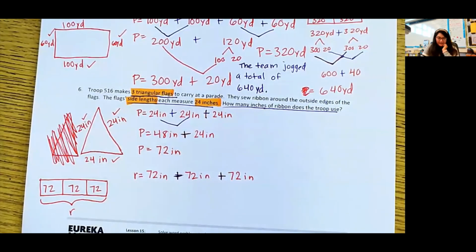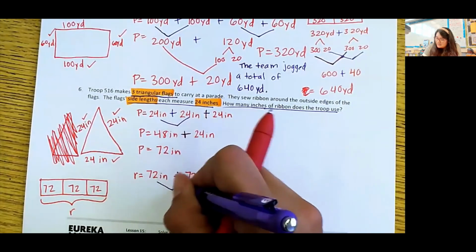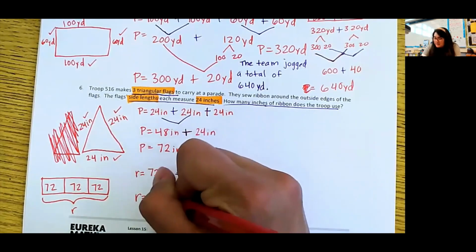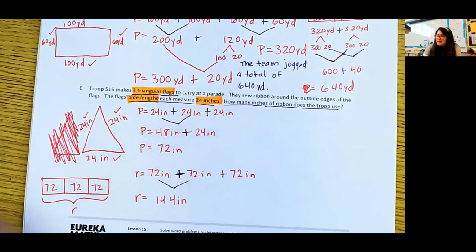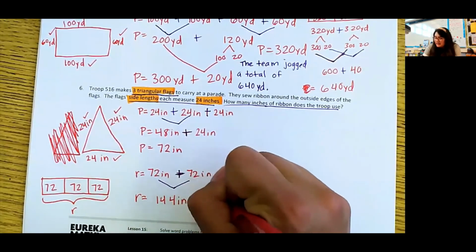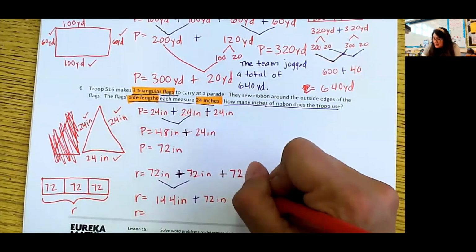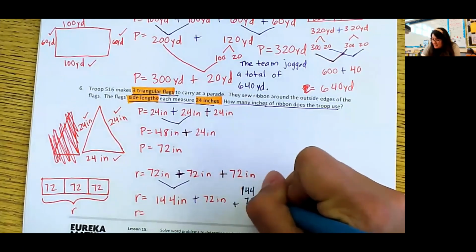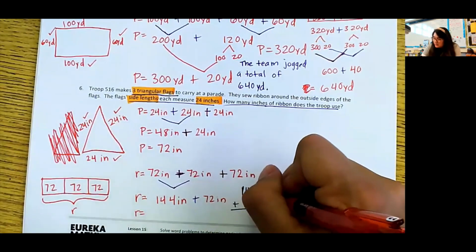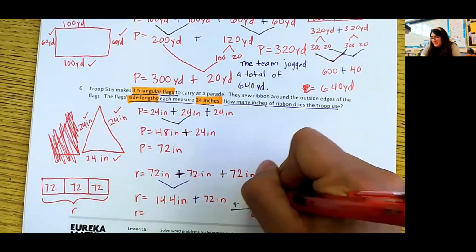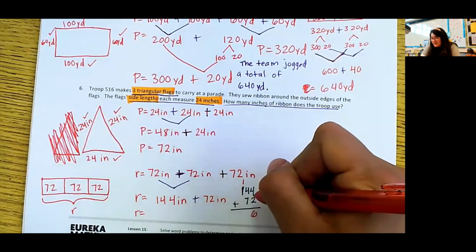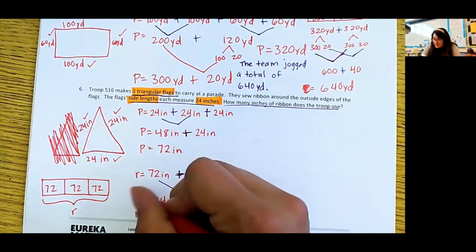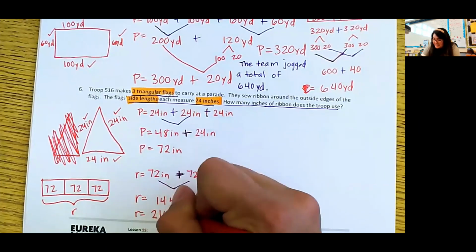Okay. And then again, I'm going to add 72 plus 72, and I'm going to do mental math. 2 plus 2 is 4. 7 plus 7 is 14. So 144 inches plus, and I'm bringing down my 72. For this, I will do vertical addition. 144 plus 72. 4 plus 2 is 6. And then 4 plus 7 is 11. And 1 plus 1 is 2. And my unit of measure is inches. So I know that the ribbon has a total of 216 inches.